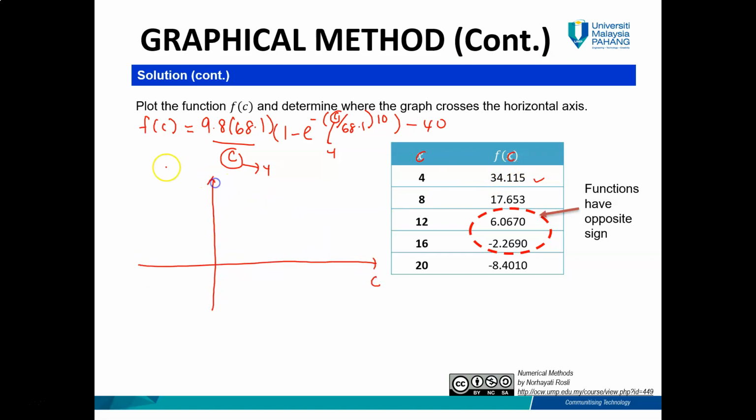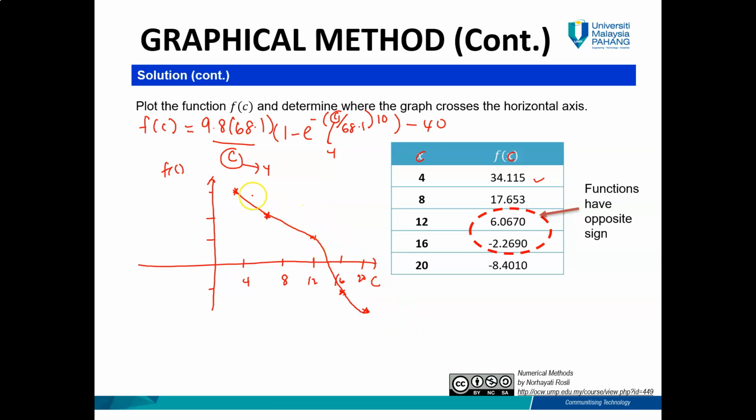Based on this table, you can transform it into a graph, where this one is C, this one is function of C. C: 4, 8, 12, 16, and 20. And when 4, the value is 34 point something, let's say somewhere here, 34.115, and here is 17 point something. And this one is, for example, 6 point something, somewhere here. And then it goes on to 16, and it goes negative. Let's say here is negative 2, and next for 20, negative 8 point something. So when we plot this graph, class, you will get this kind of figure.